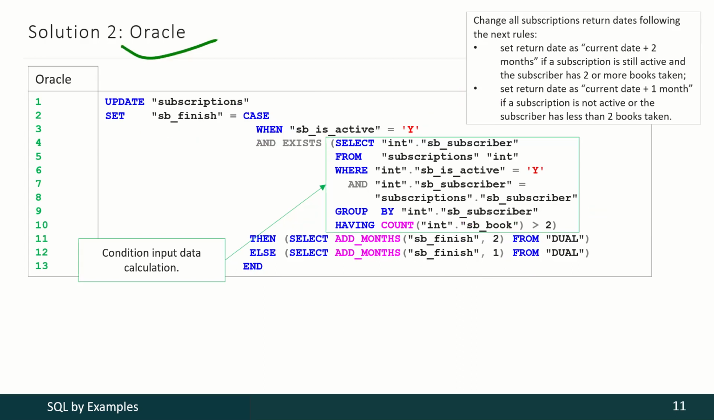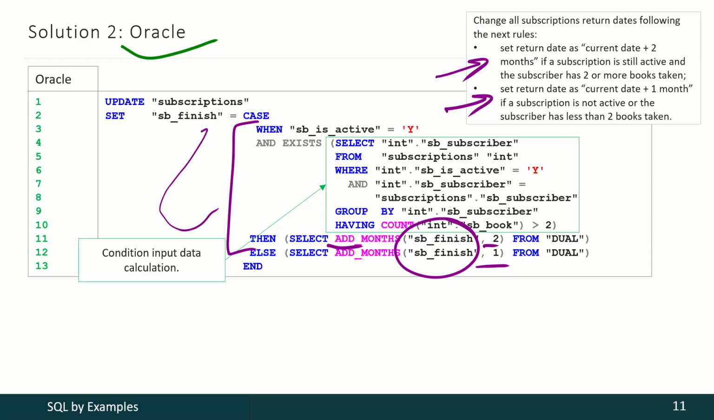And the solution for Oracle is exactly the same. We just have to detect if this or this condition is true for each subscription. Then we have to add either 2 or 1 month to the initial value of this field. And then we use the result as the new value for this field.